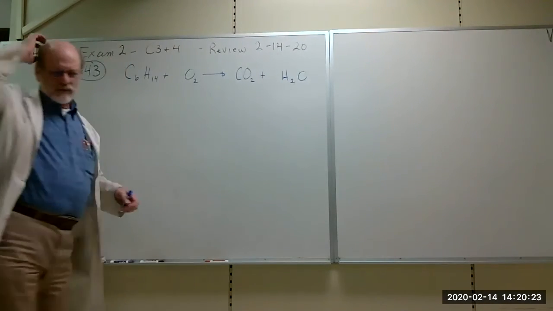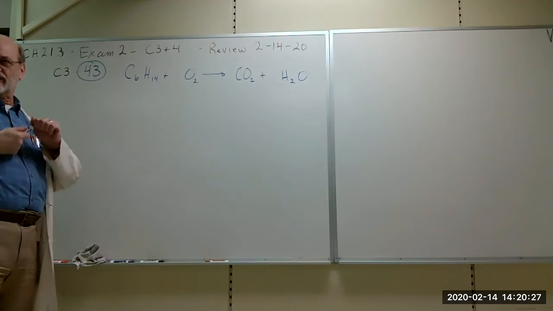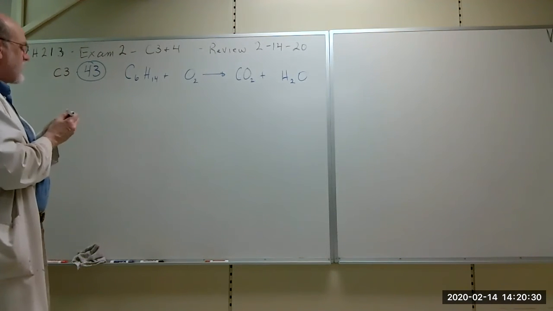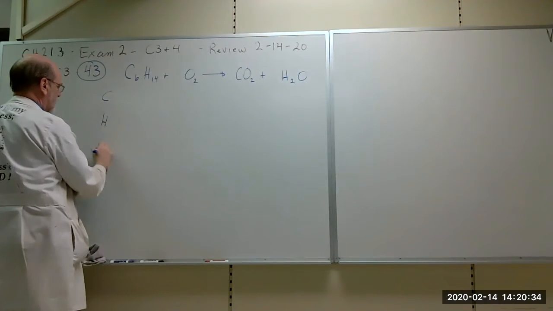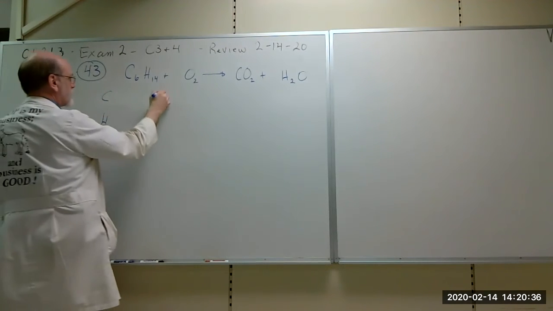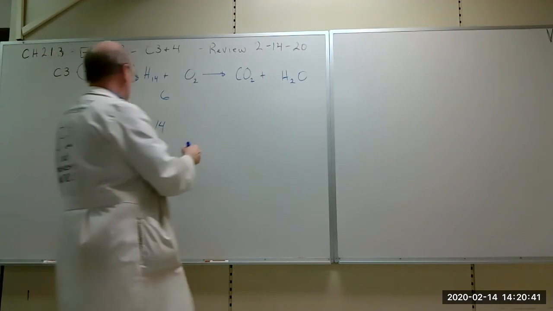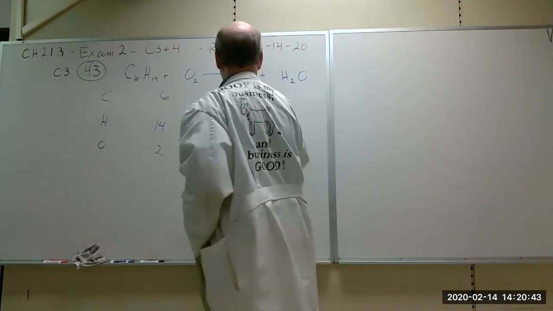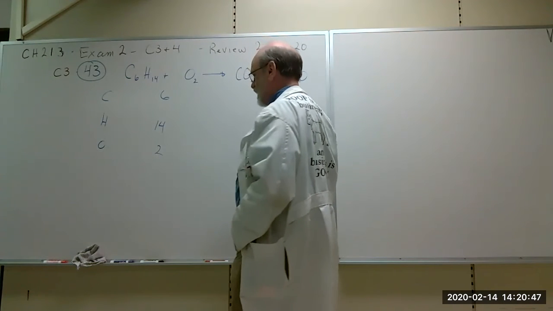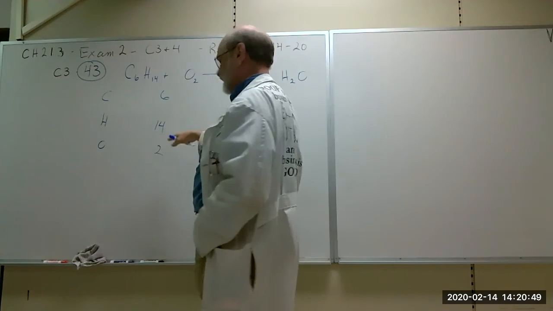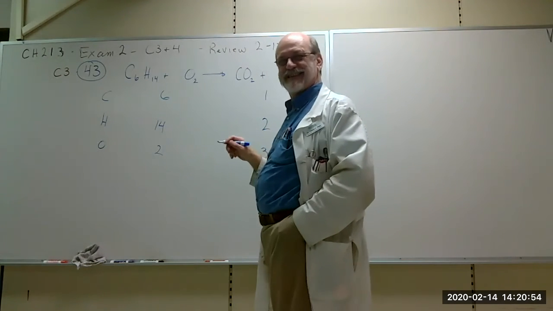Okay, let's just take a few minutes. We won't spend a whole lot of time because we haven't even gotten into chapter 4 yet, and we've only got 40 minutes. Okay, so we're going to just do our budget: carbon, hydrogen, oxygen. So we have 6 carbons here, 14 hydrogens, 2 oxygens. On this side, we have 1 carbon, 2 hydrogens, and 3 oxygens. Whenever you've got an odd and an even in your mix like that, look out, because it can be trouble.